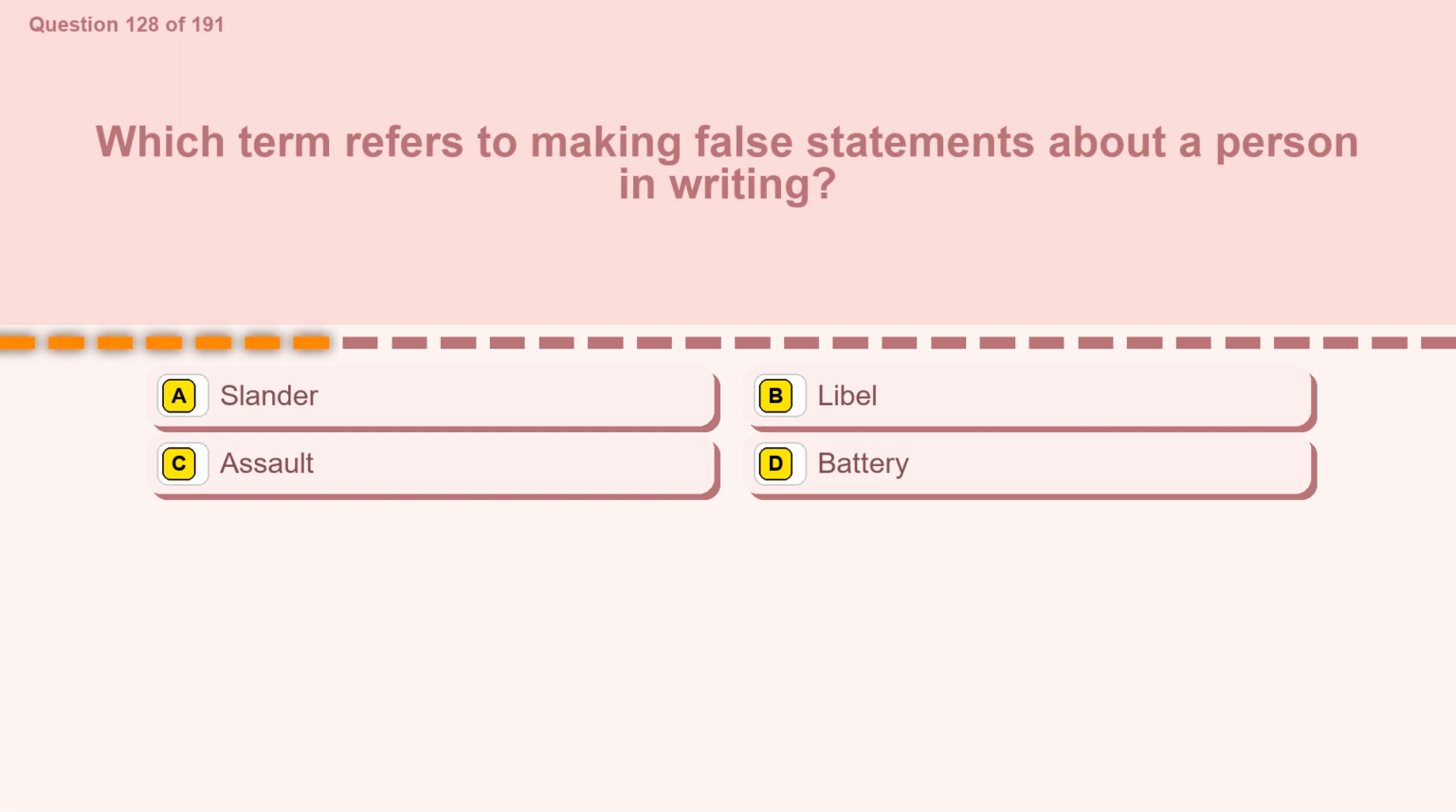Question 128. Which term refers to making false statements about a person in writing? Option A is slander. Option B, libel. Option C, assault. Option D, battery.